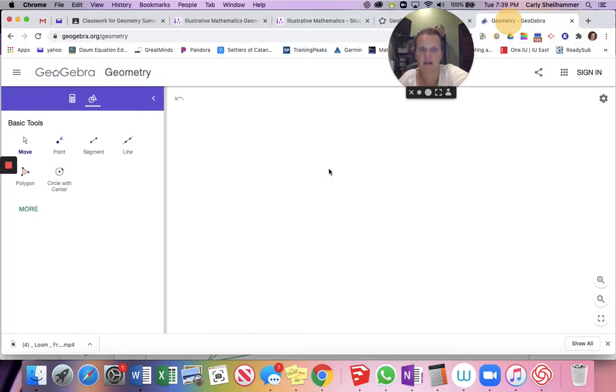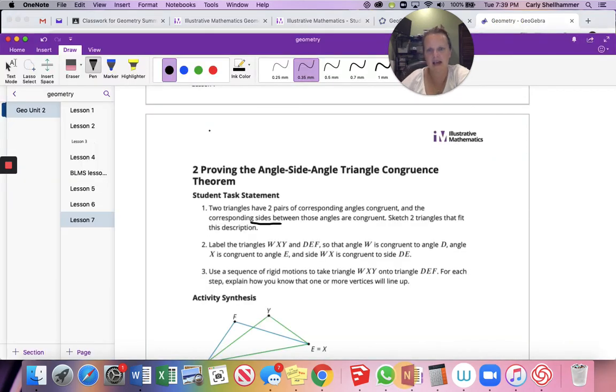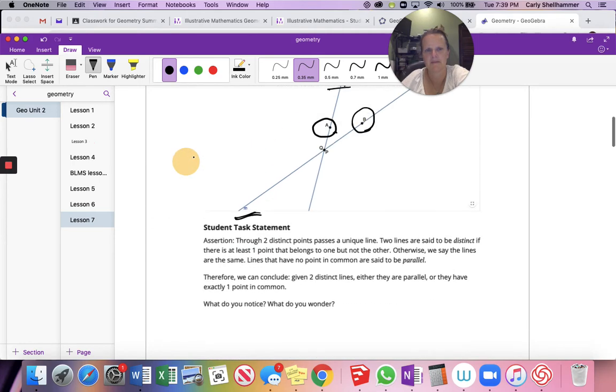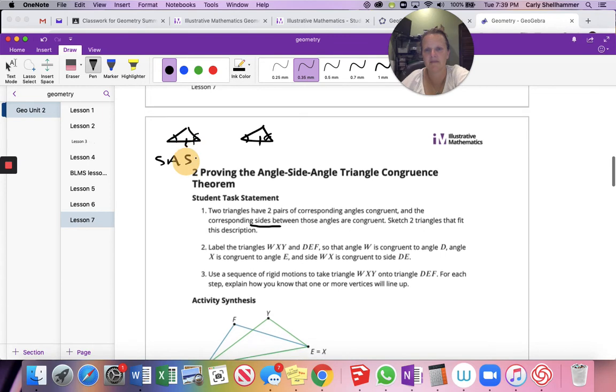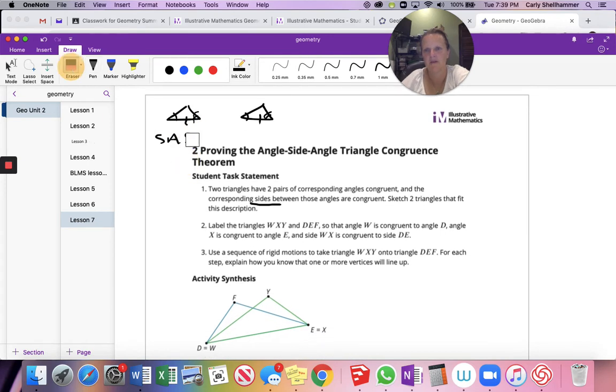So we're going to go over here. Hold on a second. Now I could sketch two triangles that look like this and mark them. Side, side, angle, angle, angle, angle. And that is side, angle, side. Nope. We're doing angle, side, angle. Eraser. Angle, side, angle. So two angles are congruent, two sides are congruent, two angles are congruent.